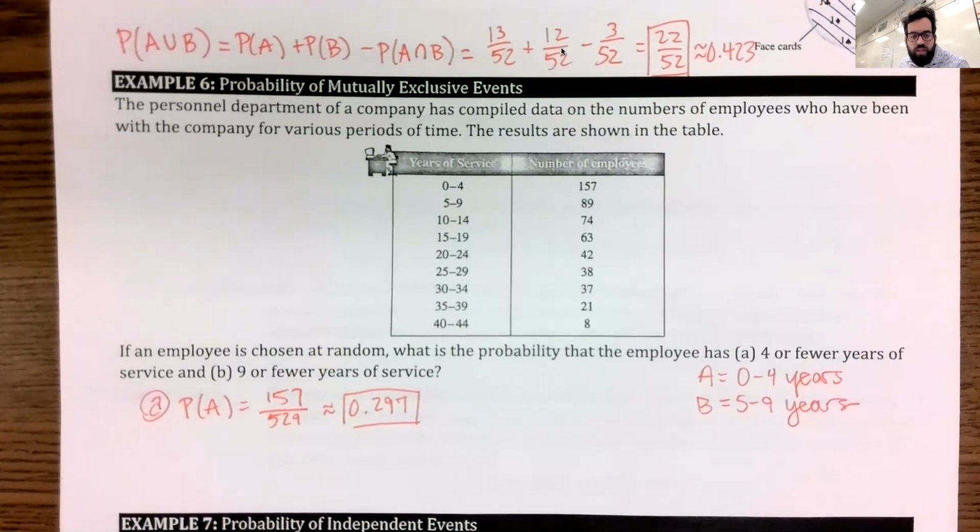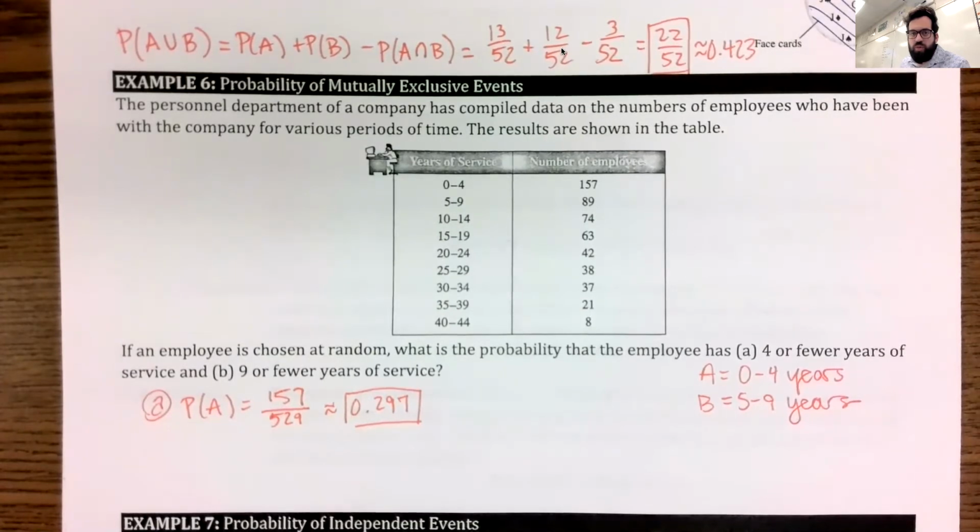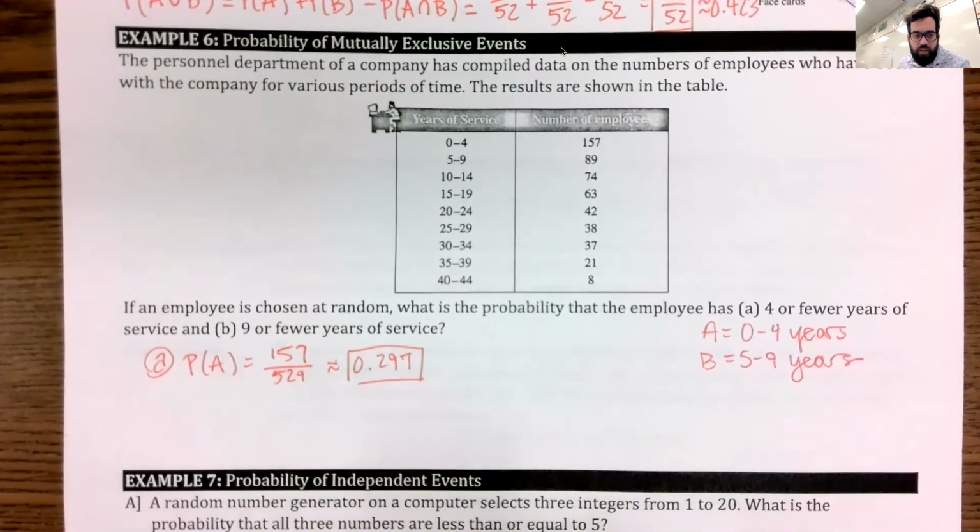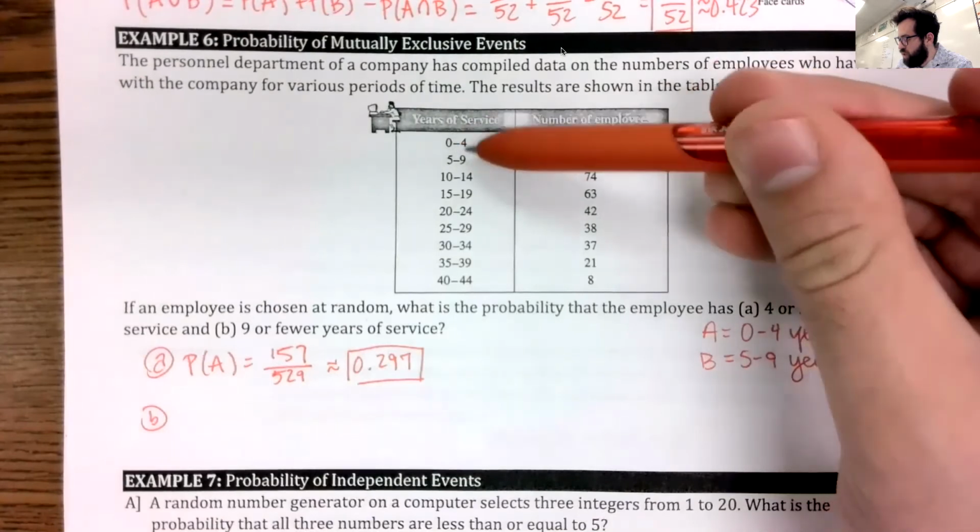If these questions don't say show as a fraction, a decimal, or percent, you can choose whichever one you want. It doesn't matter. So either of these would be valid answers here. But there's a 29.7% chance that the employee has 4 or fewer years of service. For letter B, we're talking about 9 or fewer. So now we're talking about 0 to 9.